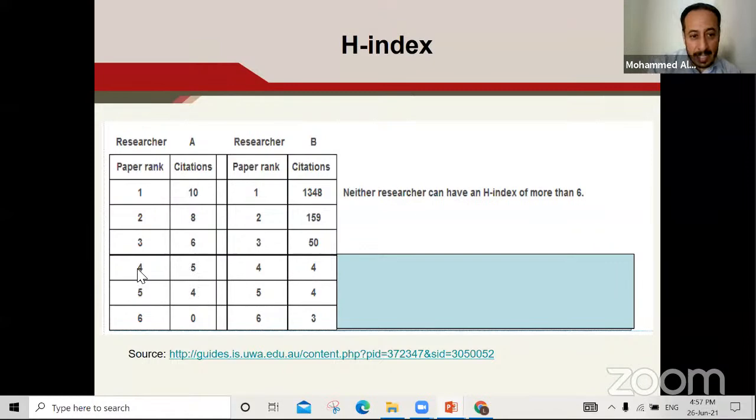So what's the H index here? Can you tell me? For this researcher A, it's 4. Why 4? Because article number 4 got citations exactly the same or more than this number. We cannot say the H index for this researcher is 5 because the number of citations for article number 5 is less than 5. If it's 5, then his H index is 5. Can you tell me what's the H index for researcher B? This is another scientist. What's the H index?